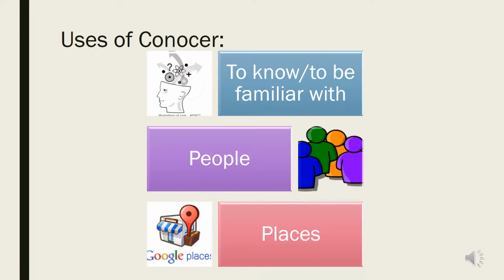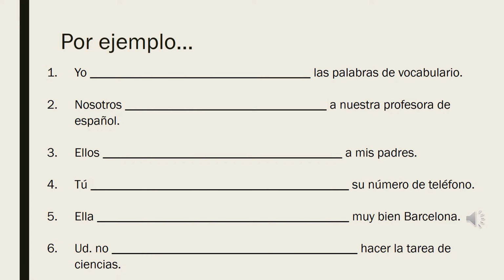The verb conocer also means to know, but it can also be translated as to be familiar with. So we use conocer when we're talking about people or places that we know or places that we're familiar with. So let's take a look at these 6 examples.